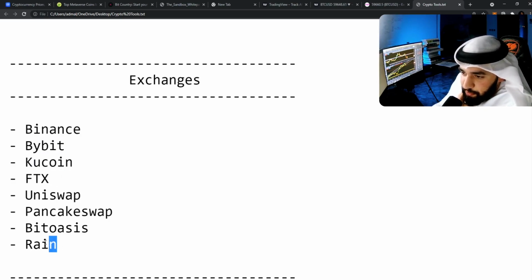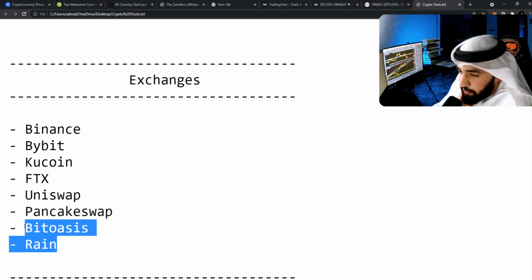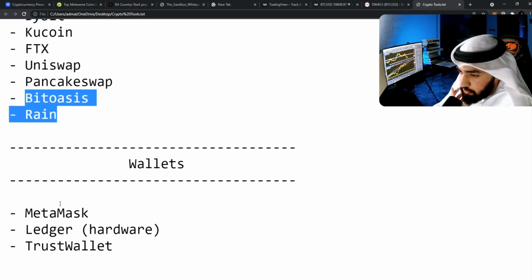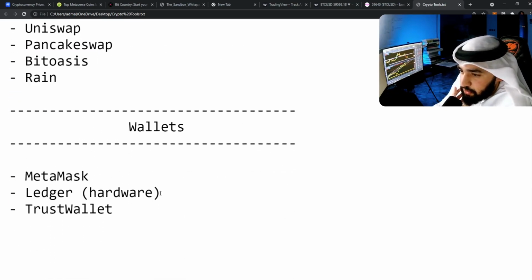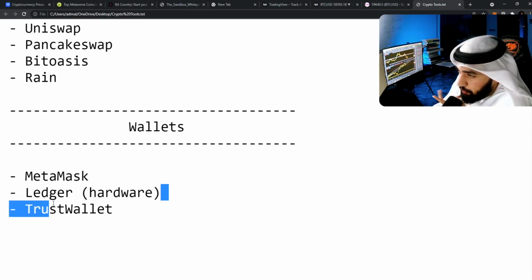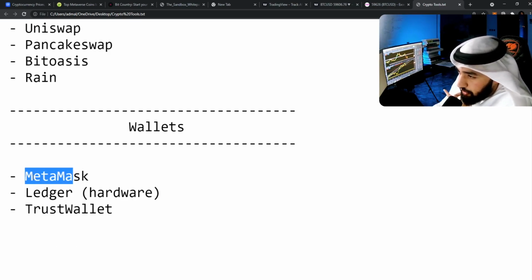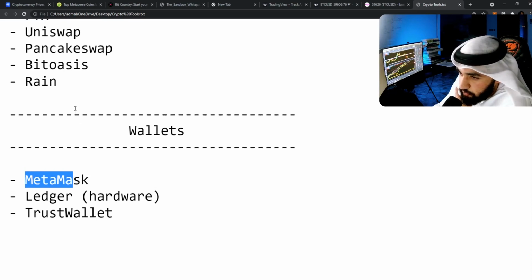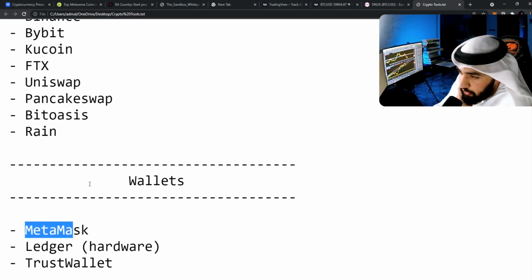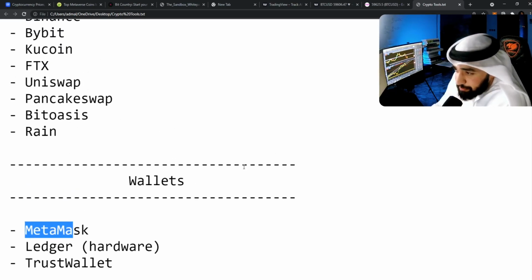And then I have Rain and Bitwise, which are specific for the MENA region, and I use them basically to extract money from there to my bank account. It's connected to my bank account. And for wallets, I use the Ledger hardware wallet just to keep my private keys with me and keep my money safe. I can transfer them to the exchange and get them back from the exchange. And I use MetaMask for NFTs or for using Pancake and Uniswap whenever needed. So this is pretty much it.